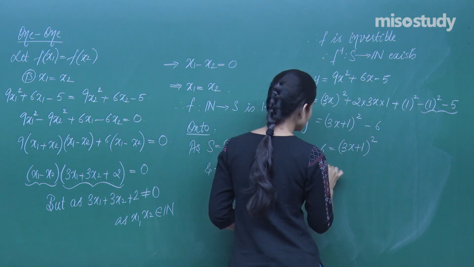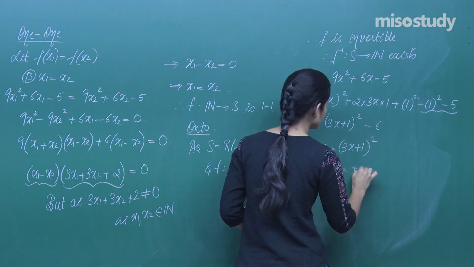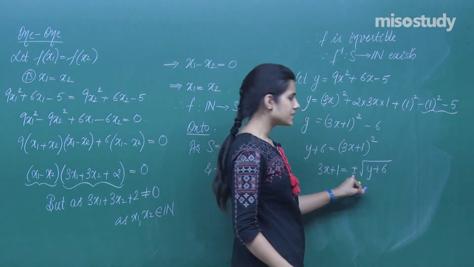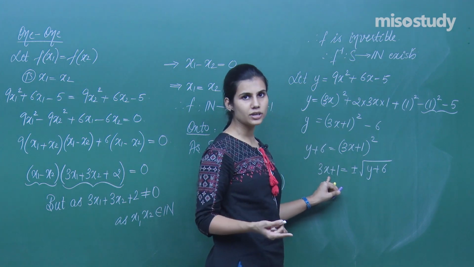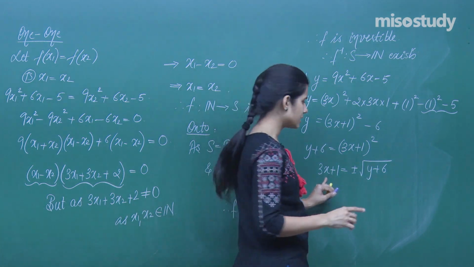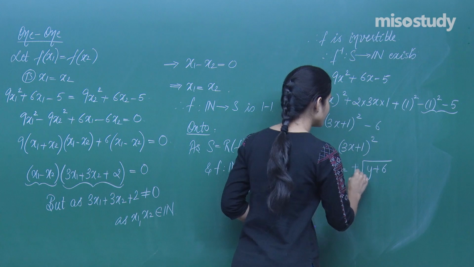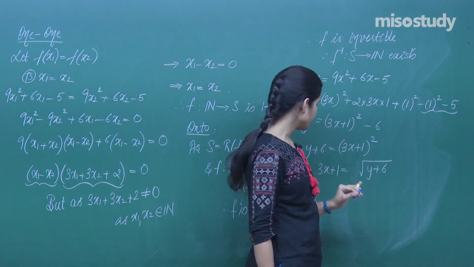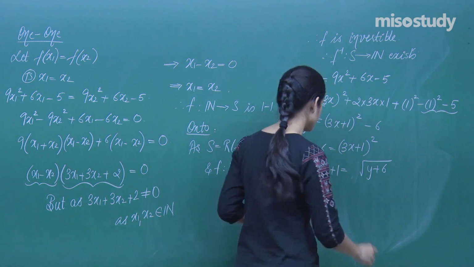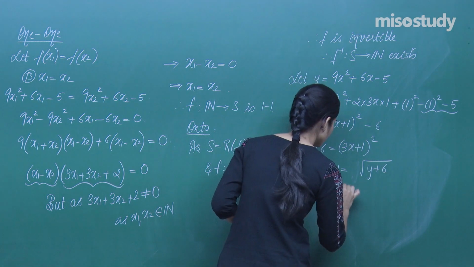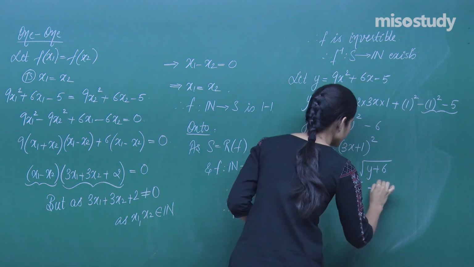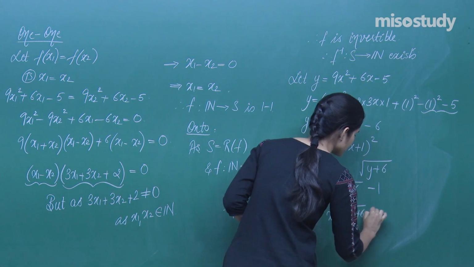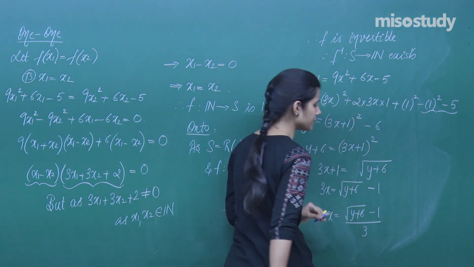Now you can write this as 3x plus 1 equals plus minus square root of y plus 6, but I will be avoiding writing the minus sign because x is coming from the set of natural numbers which do not include any negative quantity. So there will only be a plus over here, or you can just avoid writing anything, but you will never take negative because x is coming from natural numbers. This implies 3x is equal to root over y plus 6 minus 1 and x is equal to (root over y plus 6 minus 1) whole upon 3.